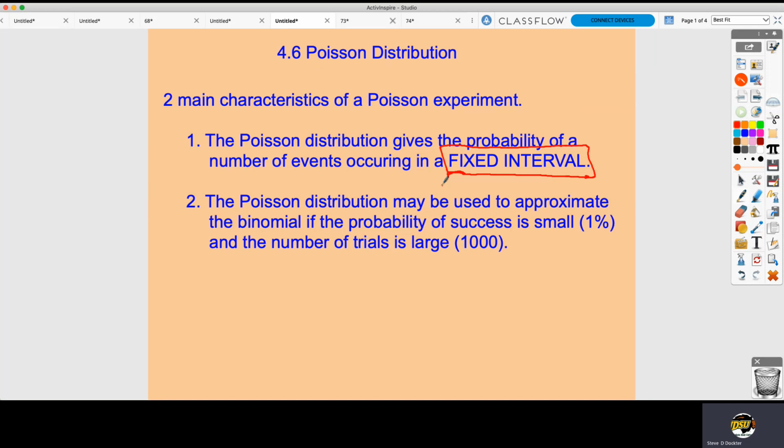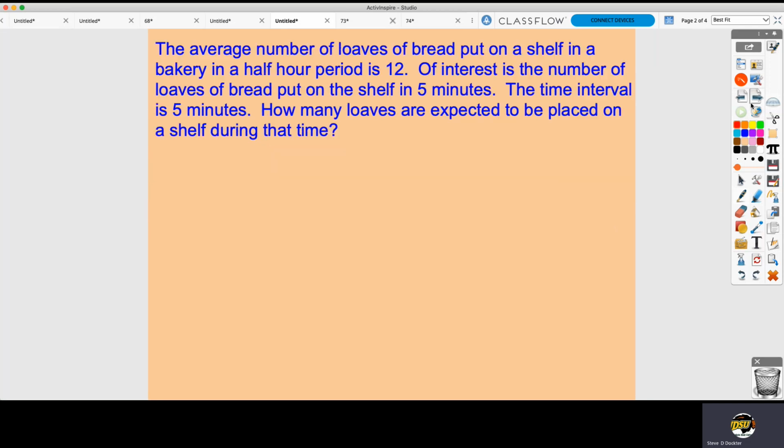Nice thing for this is it is in the calculator. The Poisson distribution is built in there. So we're going to talk about that in a second here. This one is on the easier side.